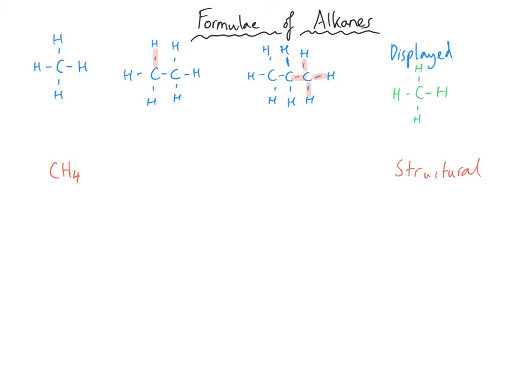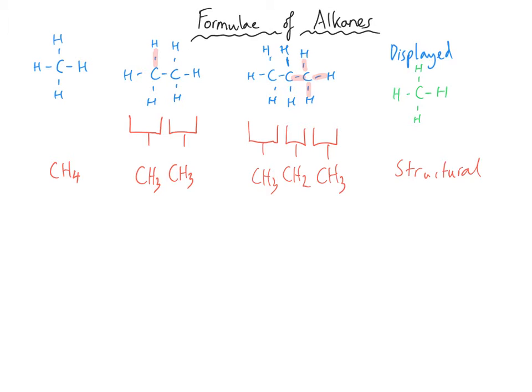So CH4, nice and easy for methane. The structural formula and the molecular formula are actually the same. This one, ethane, a little bit trickier. We have CH3 followed by another group, which is CH3. Then last of all, propane, trickier still. We have a CH3 followed by a CH2 followed by another CH3. So that is the structural formula of propane.